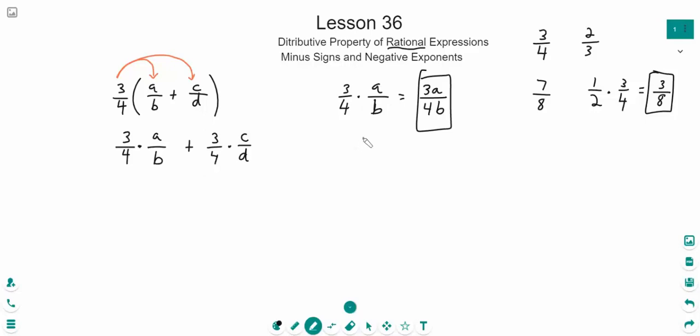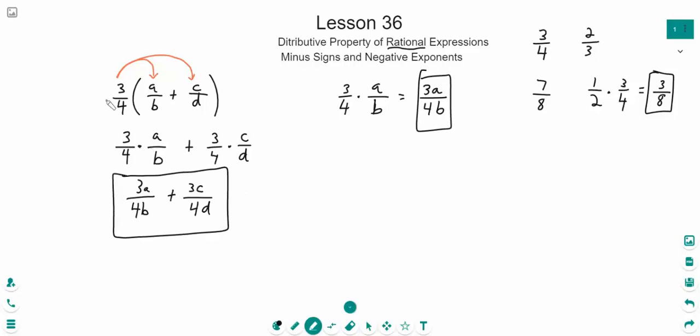So here, down on this problem, if I have 3/4 times A over B, well, we already discovered that that's 3A over 4B. And then I have my addition, my plus sign, and now I have this multiplication to do. So I have 3 times C, which is 3C, over 4 times D, which is 4D. And so there I would have my expansion for this expression, using the distributive property. It's as simple as that.